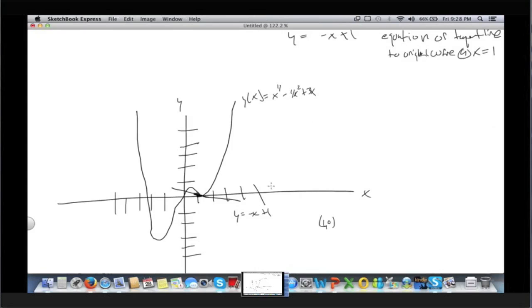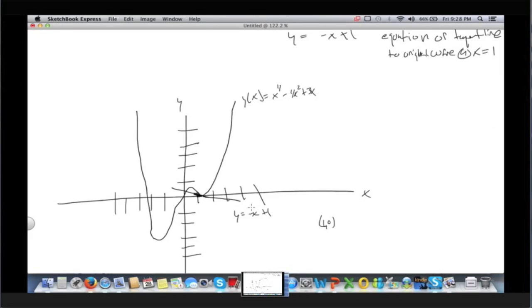And now, what's the slope of the tangent line? The slope of the tangent line is -1. How did we figure out that -1 number? We plugged 1 into the derivative, which we haven't graphed, right? Notice that we haven't drawn the derivative on this graph.